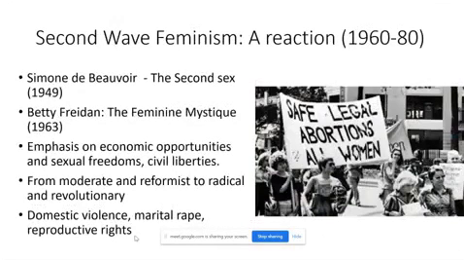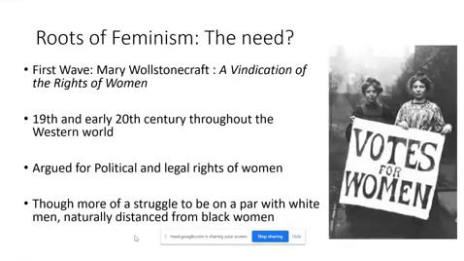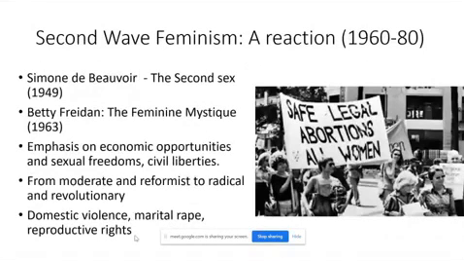Now, moving on to second wave feminism. Where I say first wave feminism is a need, I call the second wave feminism a reaction. And we can roughly put it as the 20 years from 1960 to 1980. Now, why do I call it a reaction? What was it a reaction to? Second wave feminism, interestingly, was a reaction to the renewed domesticity and the revival of the housewife after the Second World War.